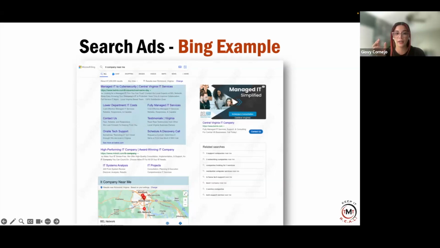So they are, again, in the #1 position with their responsive search ad, plus their multimedia ad is appearing. It is very likely that somebody in their area who is searching for "IT company near me" is going to click one of their ads, because they're taking up so much space above those organic search results on Bing.